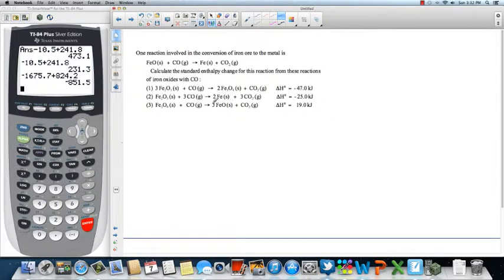So the easiest way to work on this is to understand that we want to make sure that we cancel, or that we have our FeO as a reactant. So we're going to flip reaction 3. Okay, we're going to flip reaction 3 first.